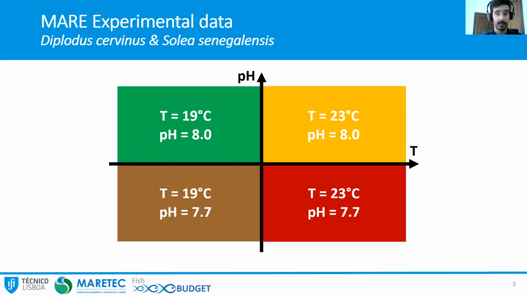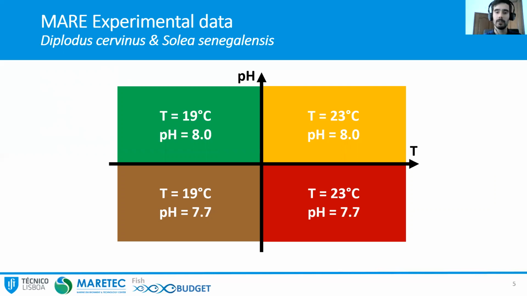Of all the experimental data, only the data from the Kiel laboratory included the pH conditions, and so this data was the main focus to predict ocean acidification effects. This data includes 4 scenarios for each one of the species, these being the 4 possible combinations of 2 different temperatures and 2 different pH levels, as the figure shows.